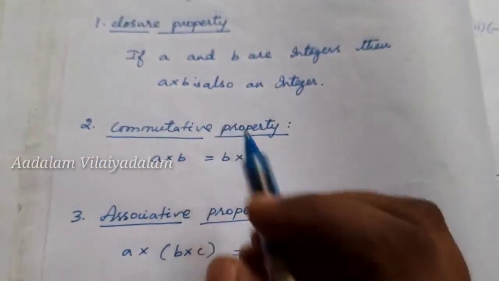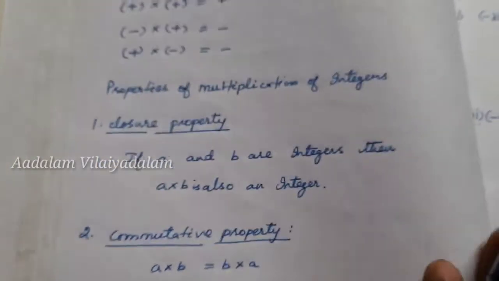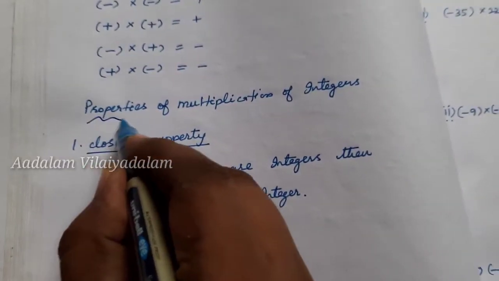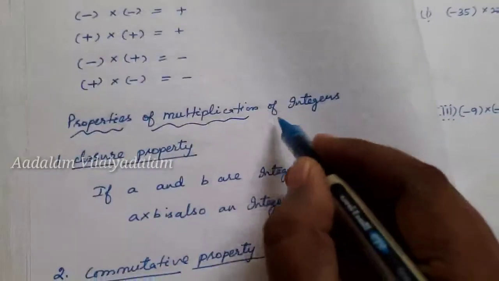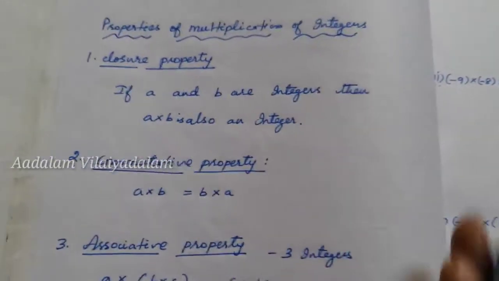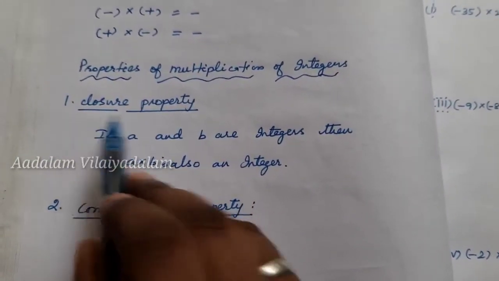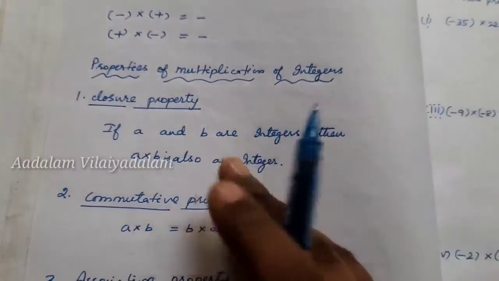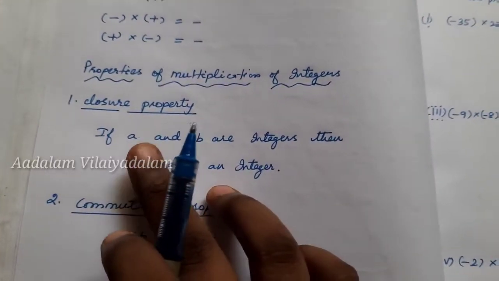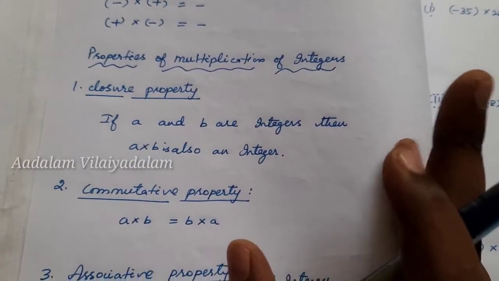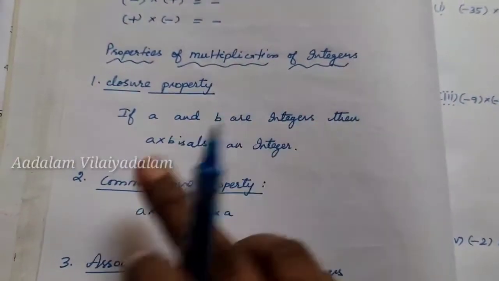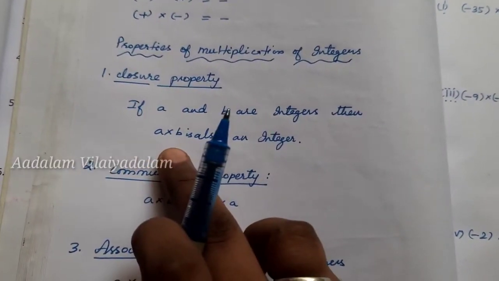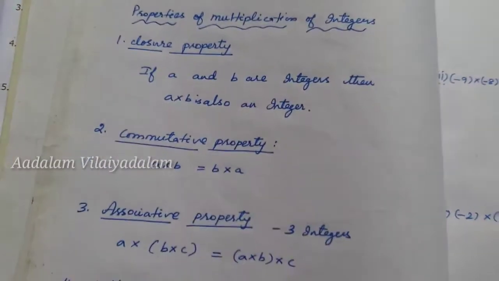Now we shall move to the properties of multiplication of integers. Let's see the first property, the closure property. Here, if a and b are two integers, then the product of these two integers will also be an integer.